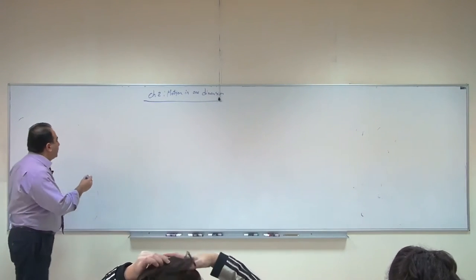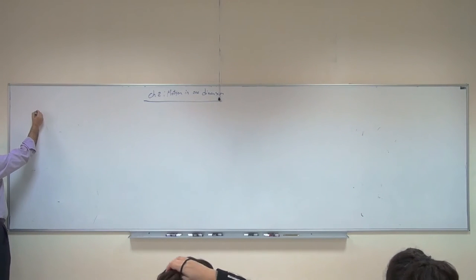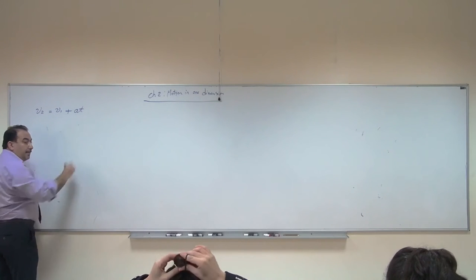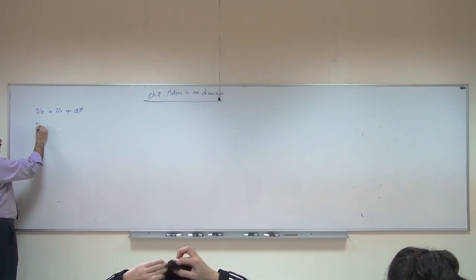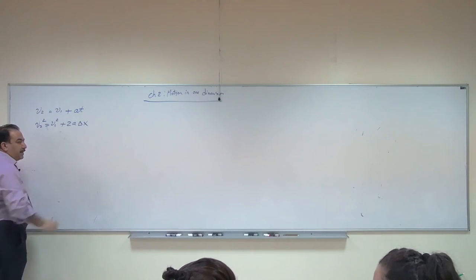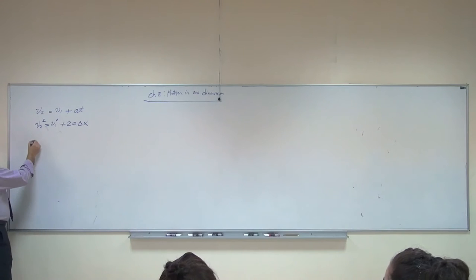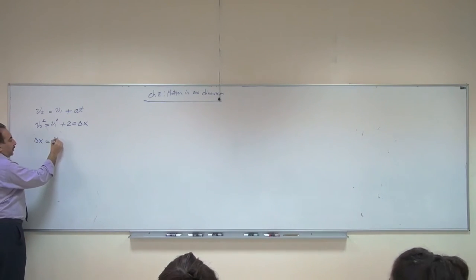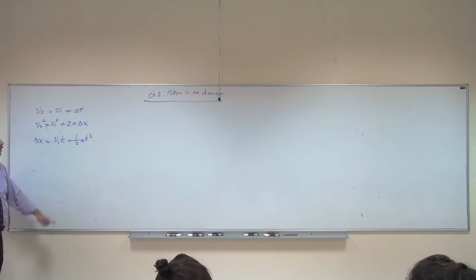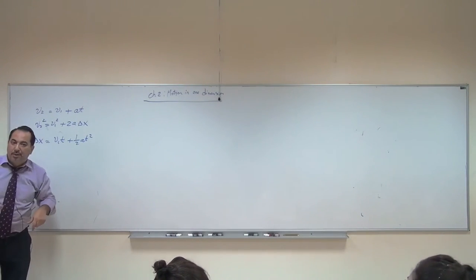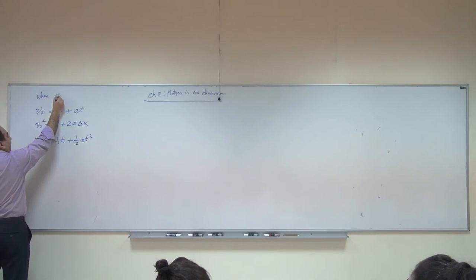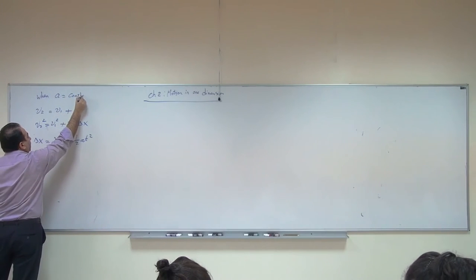If I remind you of these equations, we said final velocity equals initial velocity plus acceleration times time. Then final velocity squared equals initial velocity squared plus twice acceleration multiplied by the displacement, delta x. And delta x, displacement, equals initial velocity multiplied by the time, plus half acceleration times time squared. These are the equations for constant acceleration, when a equals constant.